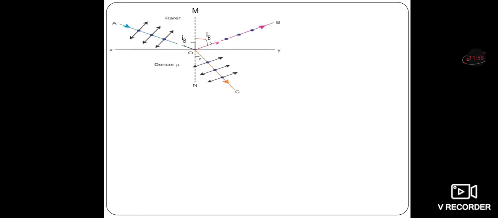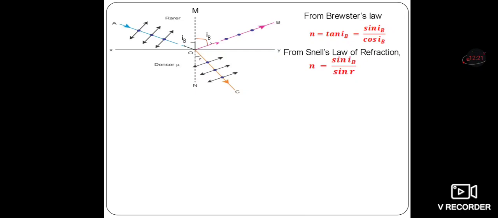Next, continuing with the same diagram, we use Brewster's law. What is Brewster's law? It is N is equal to tan IB, which means the tangent of the Brewster's angle is equal to the refractive index of the material. N is the refractive index, and tangent of the angle is tan IB. But tan IB we can write as sin IB by cos IB.